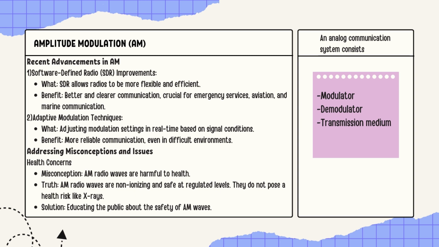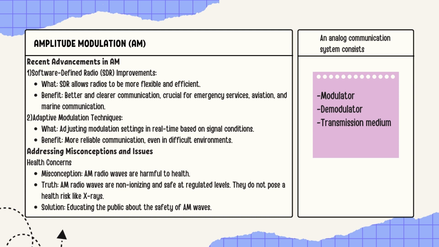So let's see recent advancements in amplitude modulation. The first is software defined radio, SDR, improvement. What is this? SDR allows radios to be more flexible and efficient. The benefit is better and clearer communication, crucial for emergency service, aviation and marine communication. The second is adaptive modulation technique. What is this? Adjusting modulation settings in real time based on the signal condition. The benefit is more reliable communication even in difficult environments.